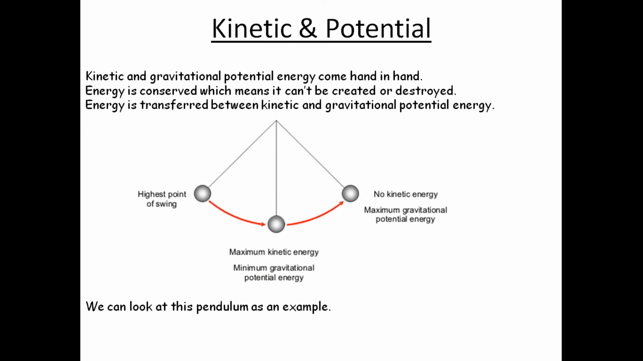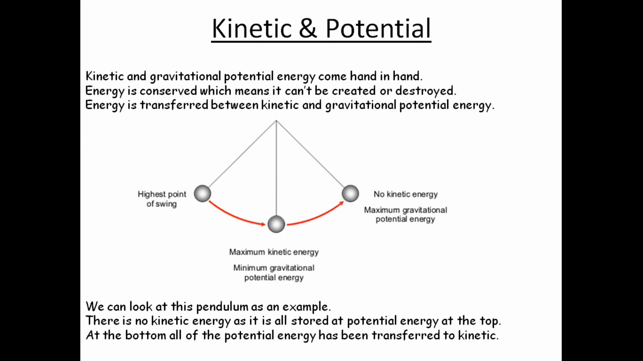When we look at this pendulum, as an example, there is no kinetic energy as it is all stored as potential energy at the top. At the bottom, all of the potential energy has been transferred into kinetic energy. Halfway up, or indeed halfway down of its swing, half of that energy is going to be potential, and the other half is going to be kinetic.